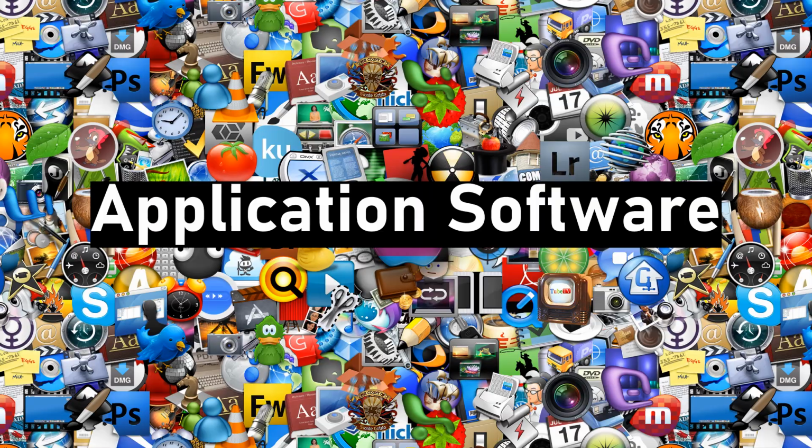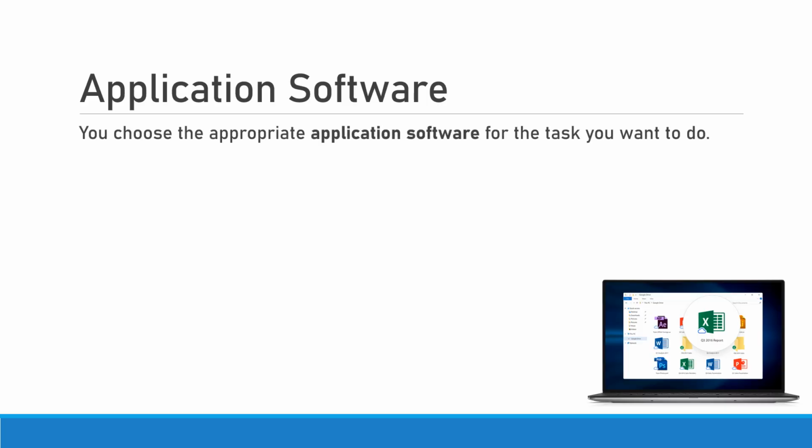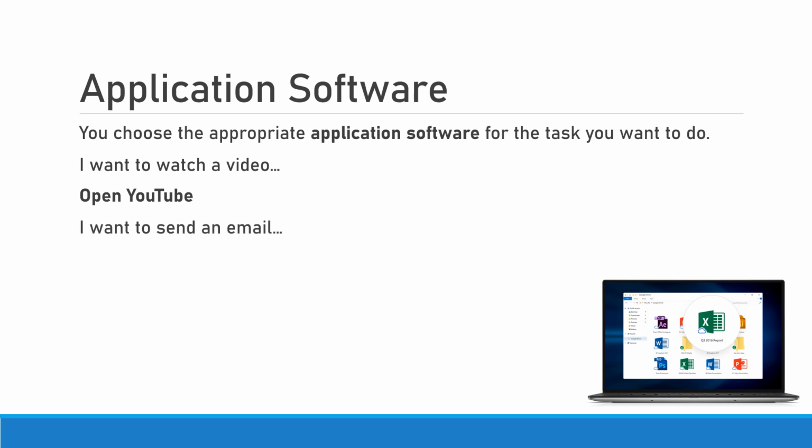Application software is where you would choose the appropriate application software for the task you want to do. So let's say, for example, that you wanted to watch a video on your phone. You would open up YouTube. But let's say that you wanted to send an email. You would open Outlook or Gmail. Let's say you wanted to write an essay. You'd open Word. What you wouldn't do to write an essay is open YouTube. That wouldn't make any sense. That's not where you would go to write words down.